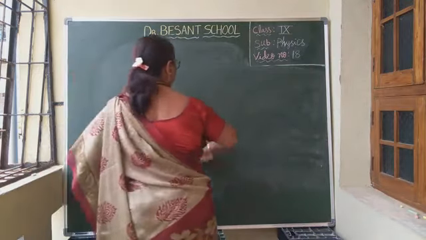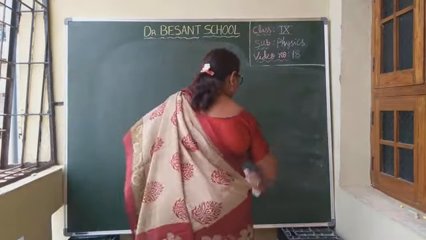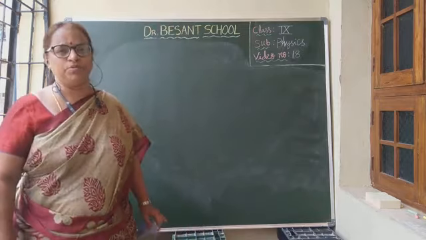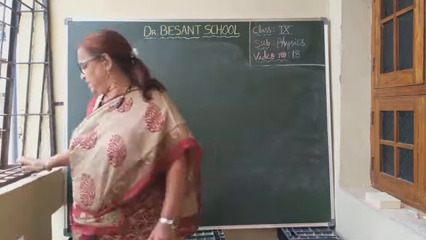So how many types of pure substances did we learn? Two types. What are they? Compounds and elements. So you understood what compounds are? The substances that can be separated only by chemical reactions but not by physical methods are called compounds. Now the next one is elements.